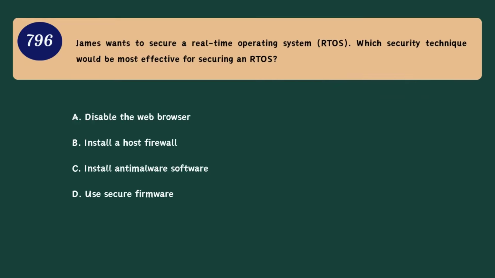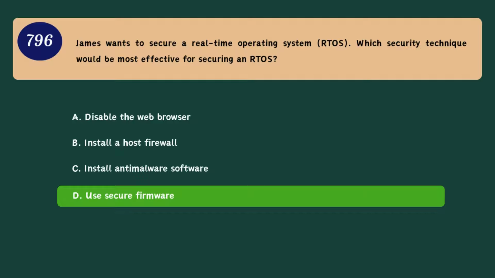Question 796. James wants to secure a real-time operating system, RTOS. Which security technique would be most effective for securing an RTOS? A. Disable the web browser. B. Install a host firewall. C. Install anti-malware software. D. Use secure firmware.